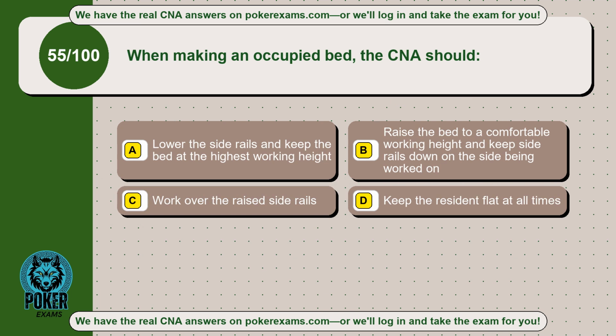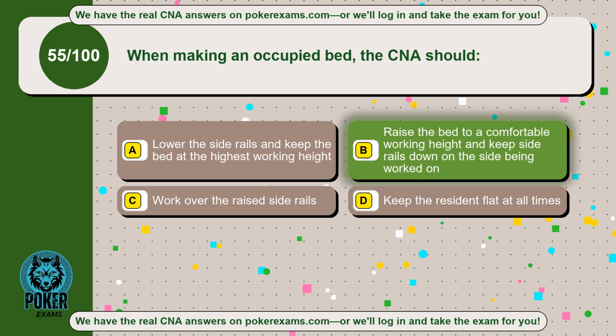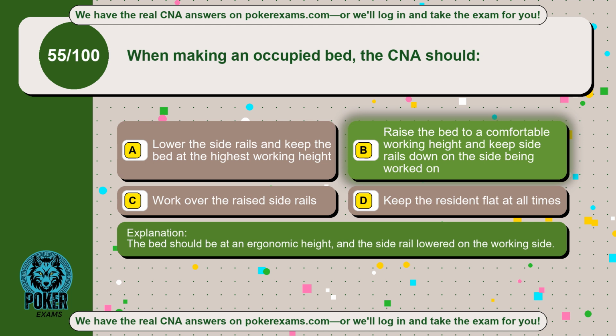Question 55. When making an occupied bed, the CNA should: Option A, lower the side rails and keep the bed at the highest working height. Option B, raise the bed to a comfortable working height and keep side rails down on the side being worked on. Option C, work over the raised side rails. Option D, keep the resident flat at all times. The correct answer is option B, raise the bed to a comfortable working height and keep side rails down on the side being worked on. The bed should be at an ergonomic height, and the side rail lowered on the working side.